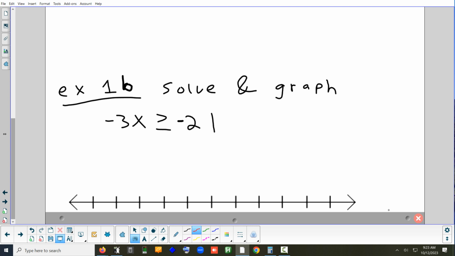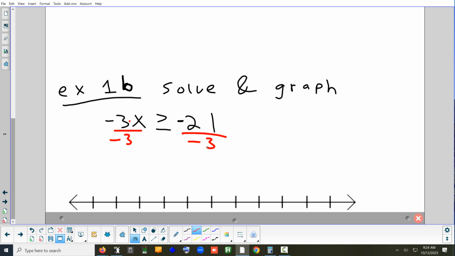Okay. Is the x by itself? No. What's preventing it from being alone? Negative 3. And right now it's negative 3 times the x. So what operation do we have to use on both sides? Yep. We're going to divide. And what are we going to divide by? Negative 3 and negative 3.